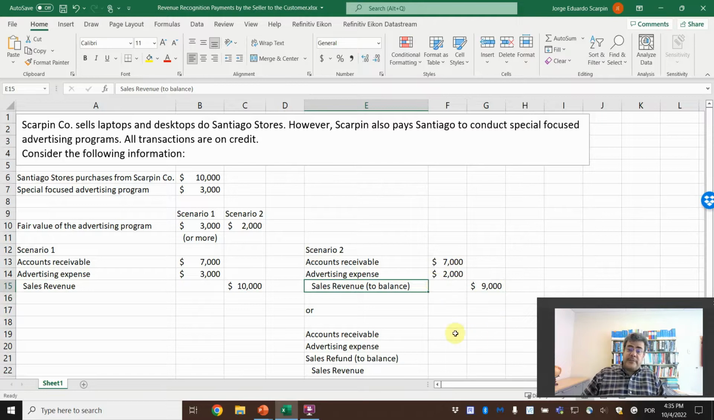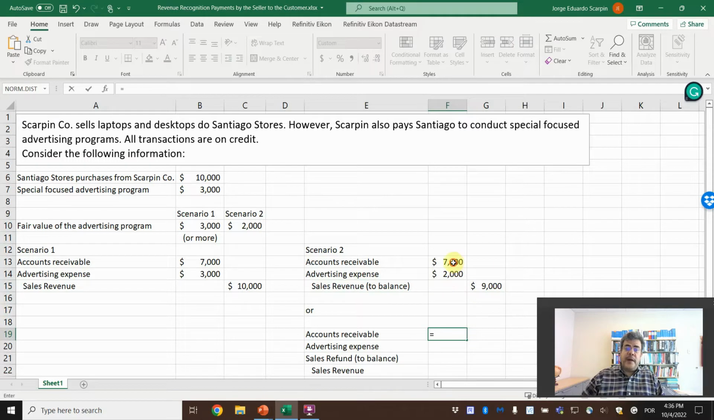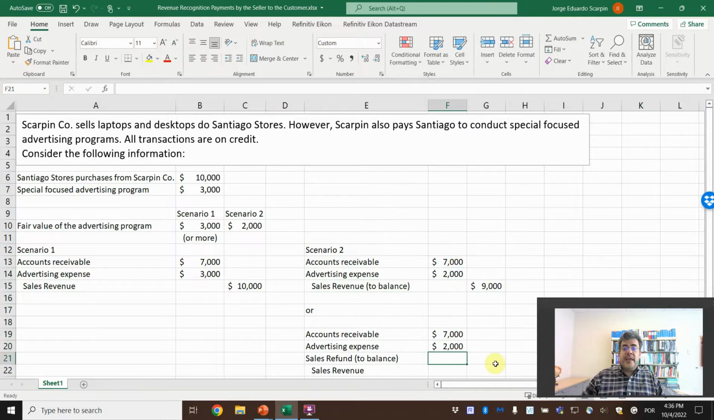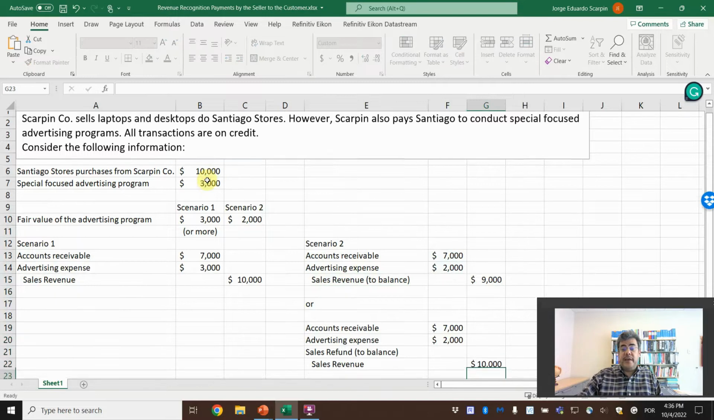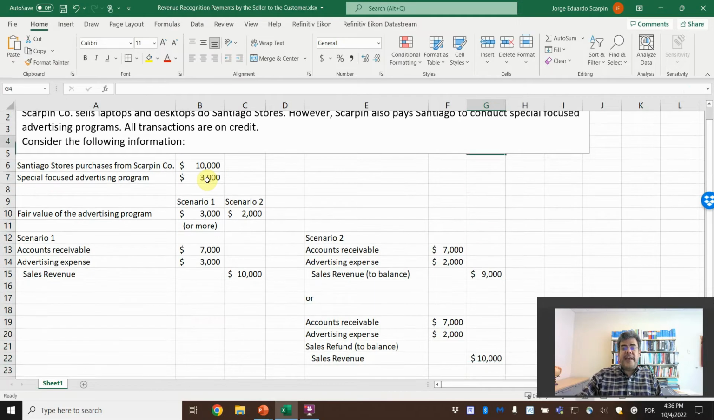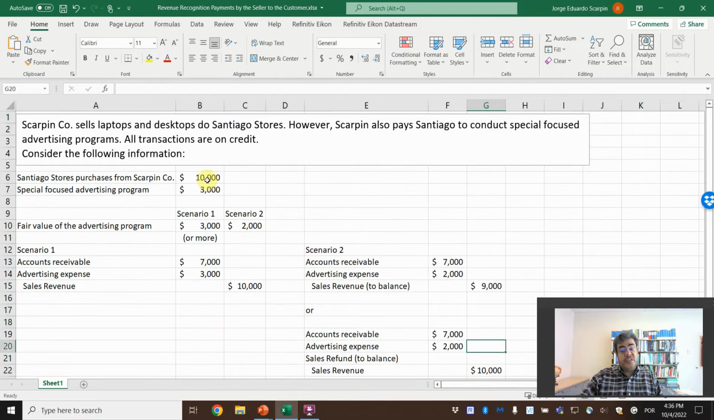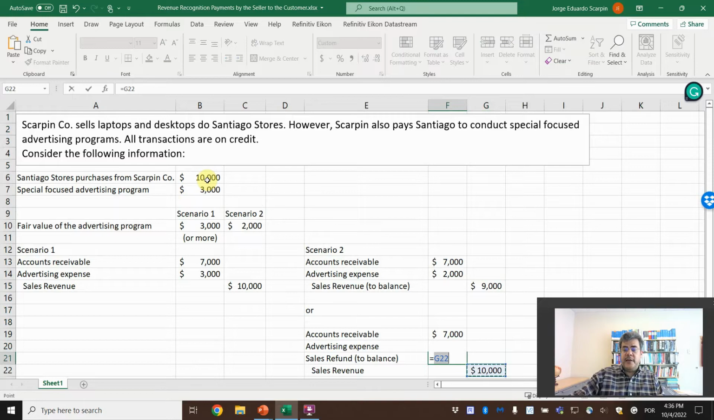In some countries where we record the gross sales revenue, we would have this journal entry. Accounts receivable, 7. Advertising expense, 2. Sales revenue, the gross sales revenue, would be 10. And the sales refund, or sales discount, some countries use sales discount, but I don't like it because it's not a discount, it is a refund, will be the number to balance.